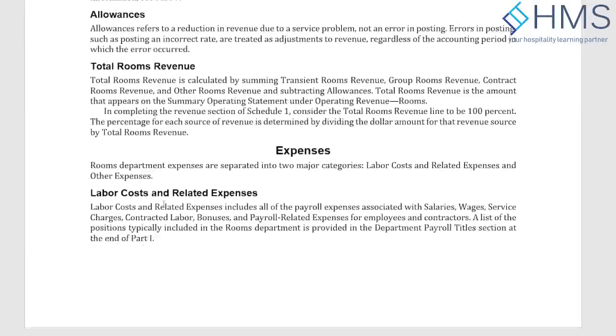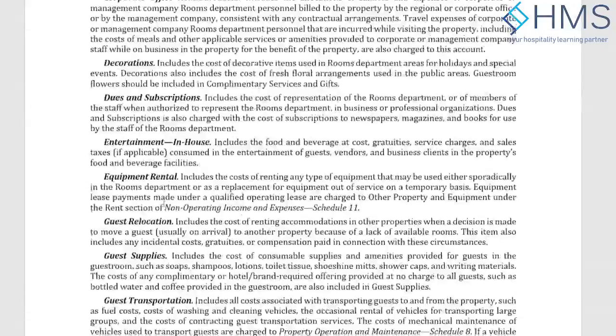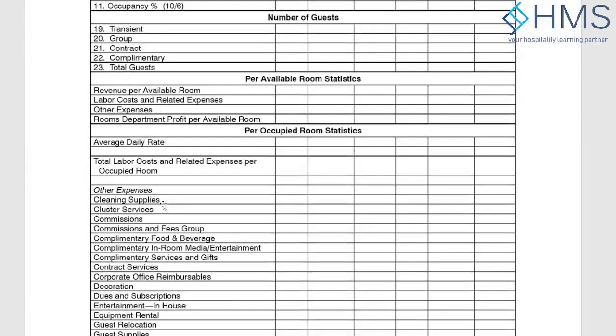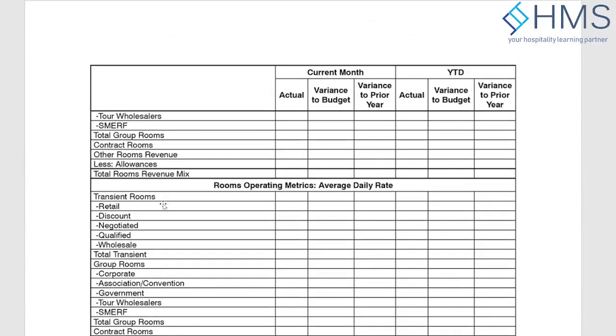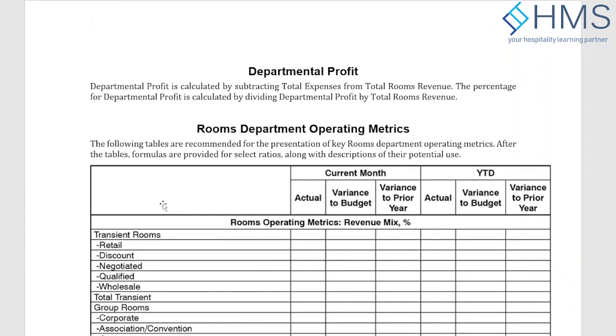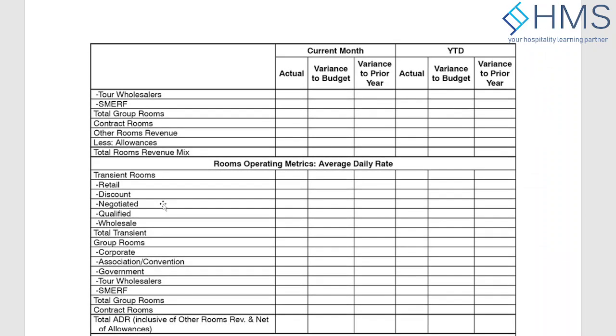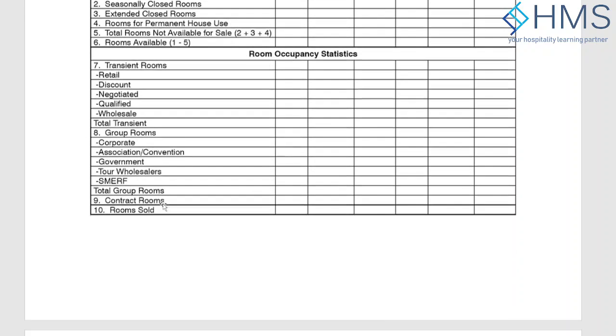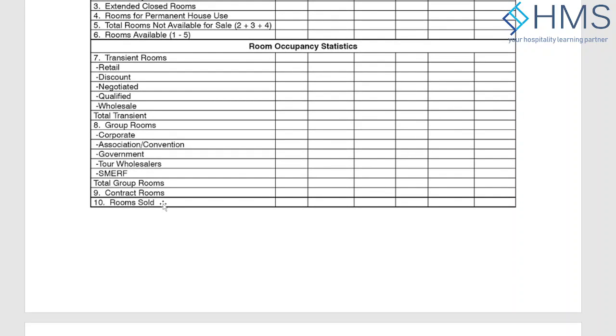So we are not going to go into the details of labor cost and the expenses again, and then we also discuss the operating statistics. Every department has its own statistics. So we have operating metrics in revenue mix, in terms of daily rate mix, in terms of occupancy mix, in terms of number of occupied rooms.